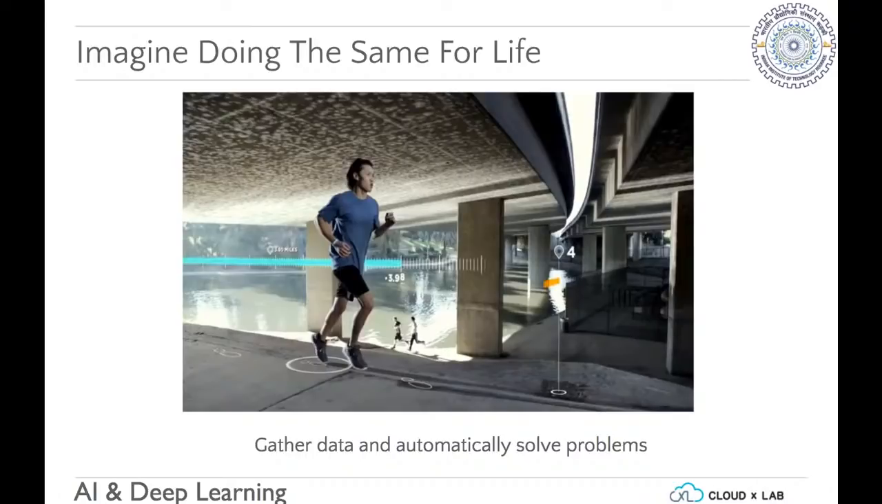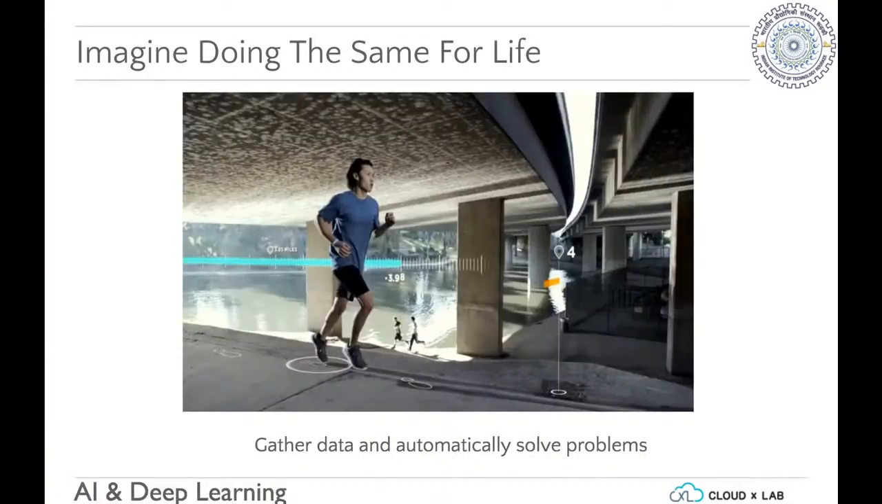Now, the way the program played Mario, can you imagine doing the same thing for life? Gather data and automatically solve the problems. Okay, and that's about machine learning: gathering data and automatically solving problems.